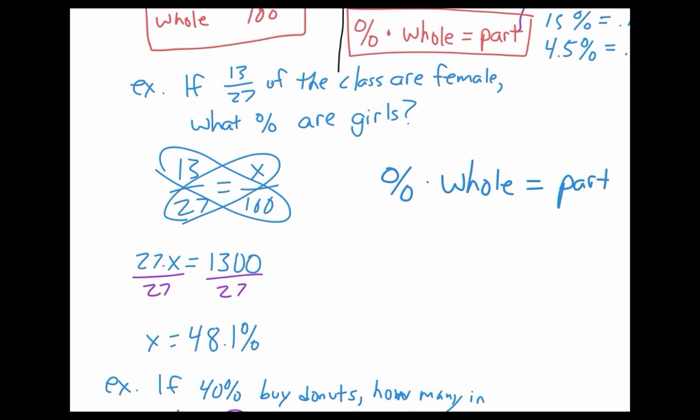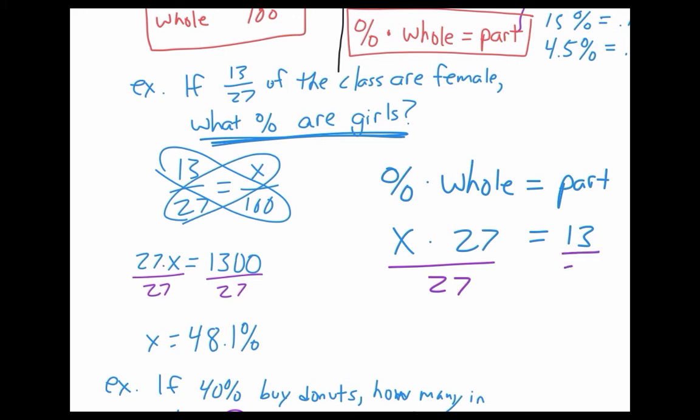And one thing is it's telling us in the question, what percent are girls? So we know the percent is unknown. I'm just going to put an X there. So you have to figure out 13 and 27, which one is the part, which one's the whole. If 13 out of 27 of the class are female, the 13 has to be the part. That's the number that are girls. 27 would be the whole amount.